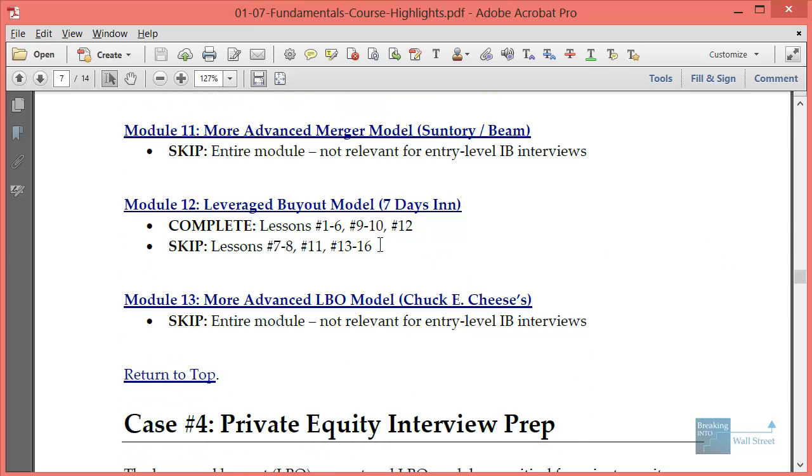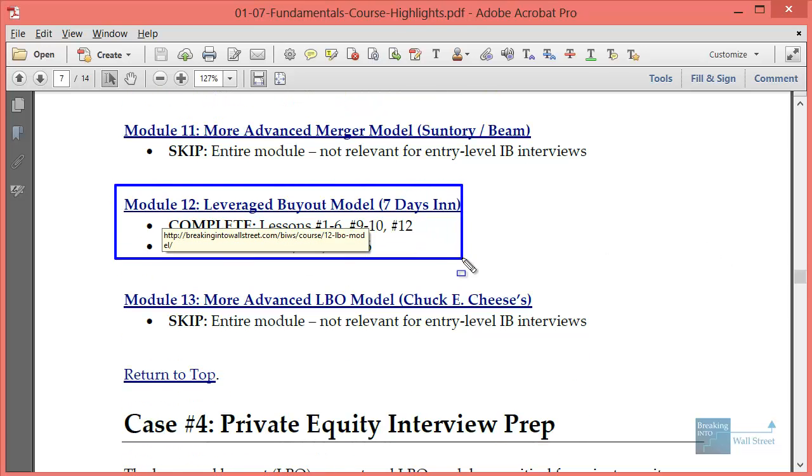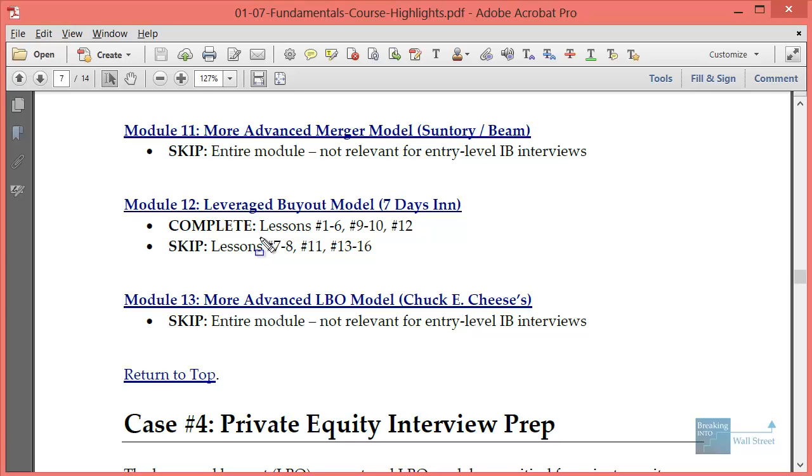Then for the leveraged buyout model, again, these are all pretty important because you could easily get questions on this even in entry-level interviews. But there are some lessons that are more about how to project revenue and expenses for a hotel company. They're not generally going to ask you that because it's too specific to the industry, so we recommend skipping over those. And then there are some others.